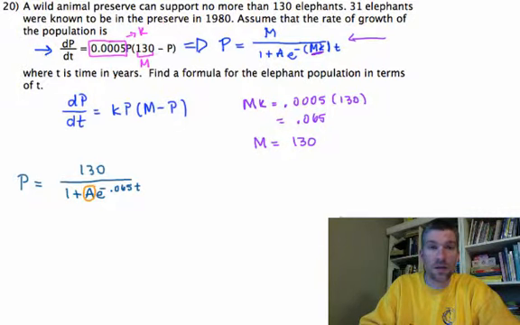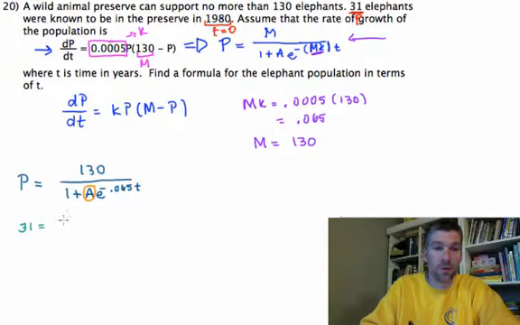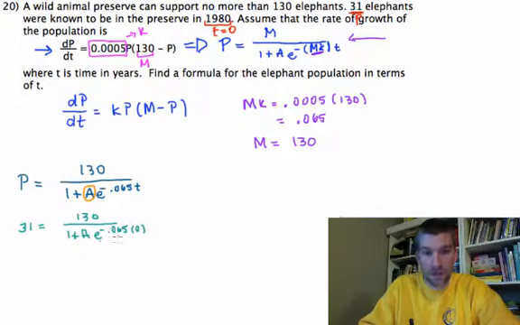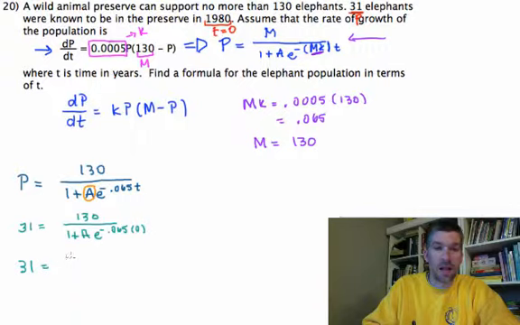The problem told us that in year 0, that would be 1980, there were 31 elephants. So when t is 0, then P is 31. Well, our problem takes a small change. We have 31 equals 130 over 1 plus A times e to the negative 0.065 times 0. That means e to this whole power is just e to the 0, which is 1. Well, my problem just got a lot easier. I wind up with this guy right here, and so 31 plus 31A equals 130. I can solve that.